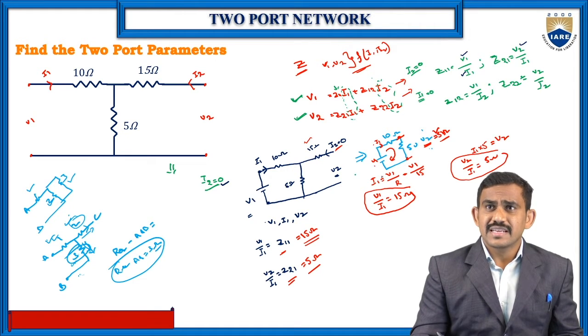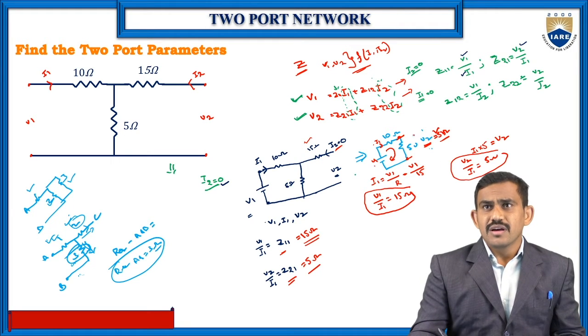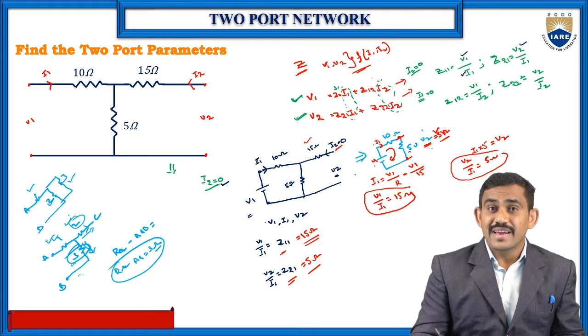For I1, that is I1 equal to V1 by R1, so V1 by total R. We don't know the V1 value, and total R is 10 plus 5, 15 ohms. So from this we know V1 by I1 equal to 15. Clear?